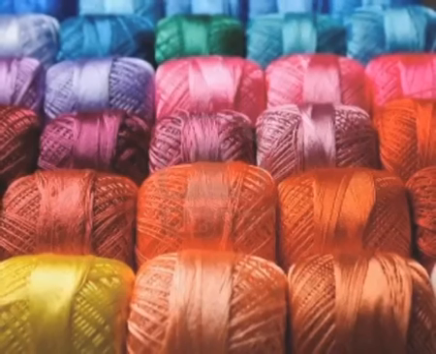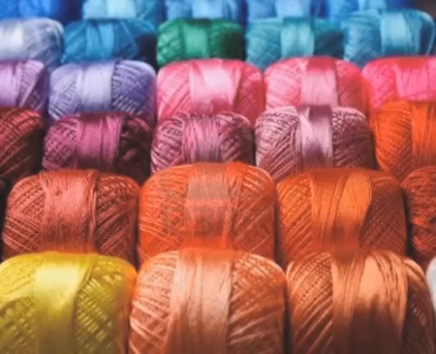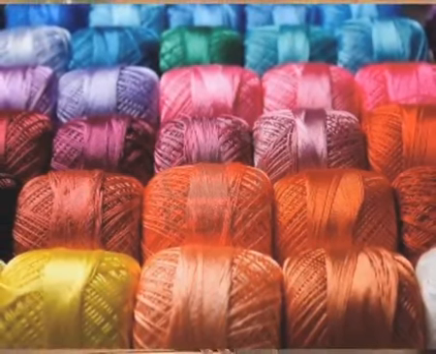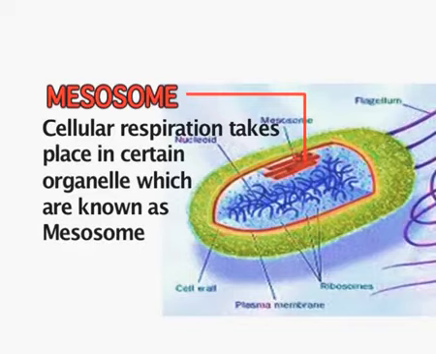You can use the various threads of different colors and thickness to show the pili and the flagella. So, if the mitochondria is absent in them, then how does cellular respiration take place in these prokaryotic organisms? Now, this cellular respiration takes place in certain organelles which are known as mesosomes.